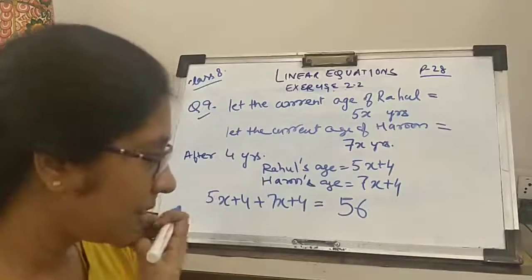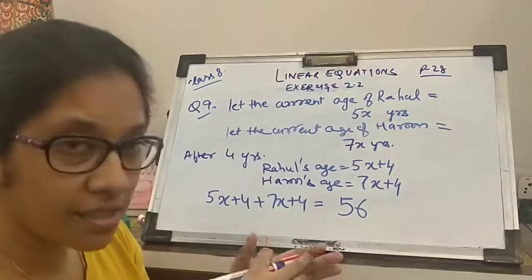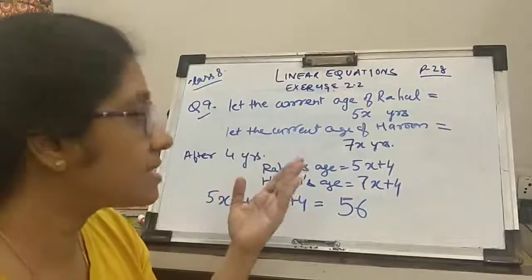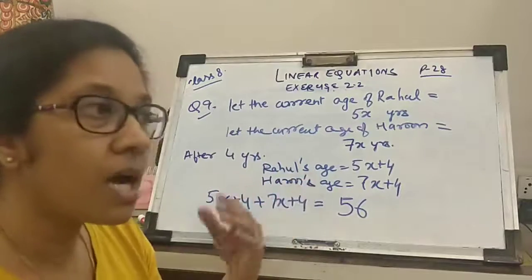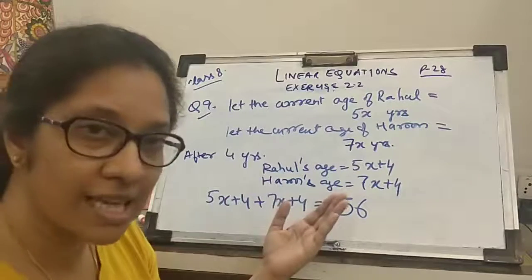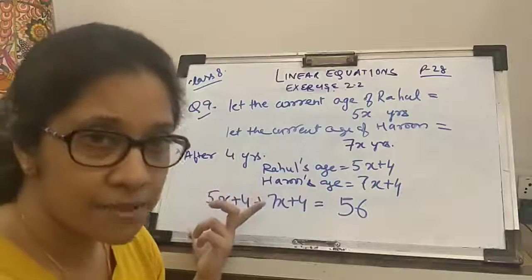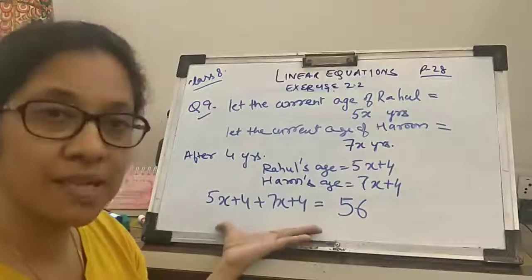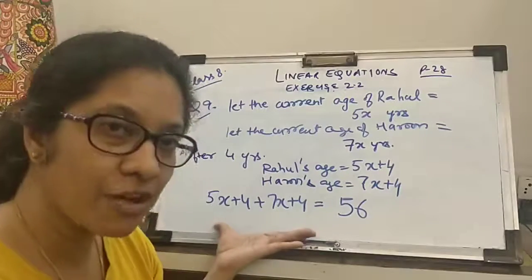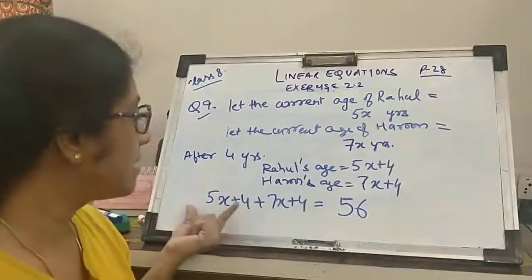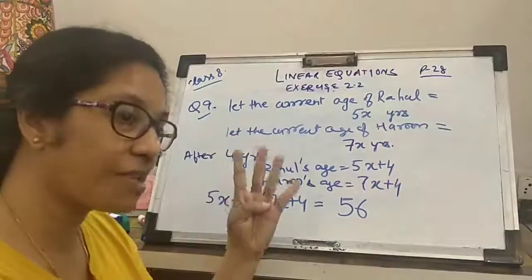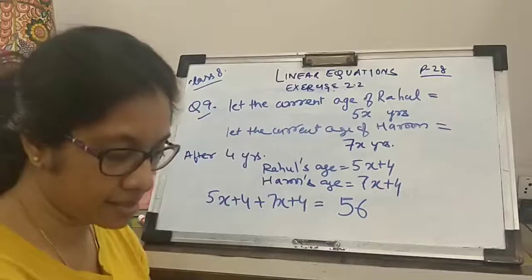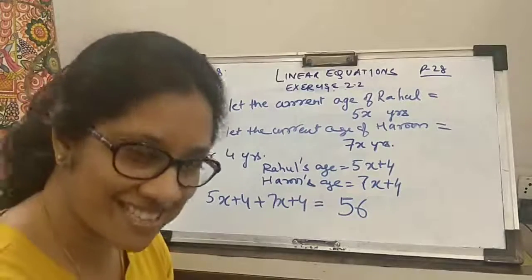Understood? Is it clear or not? We just assume the current ages to be 5x and 7x as per the ratio given. After 4 years, simply add 4 to their current ages. Then, as per the given relationship in the question, you just form the equation, which in this case comes out to be 5x plus 4 plus 7x plus 4 equals 56, because the sum of their ages after 4 years is 56.